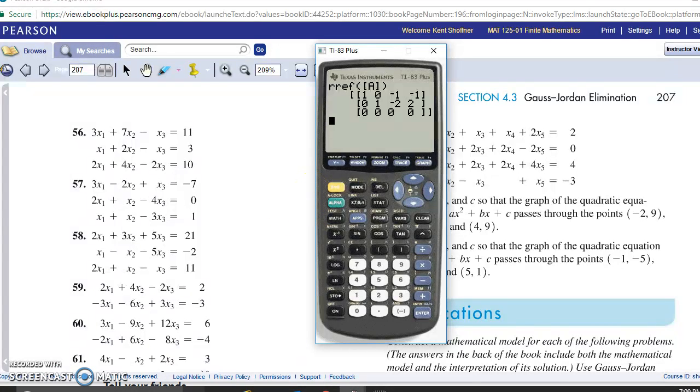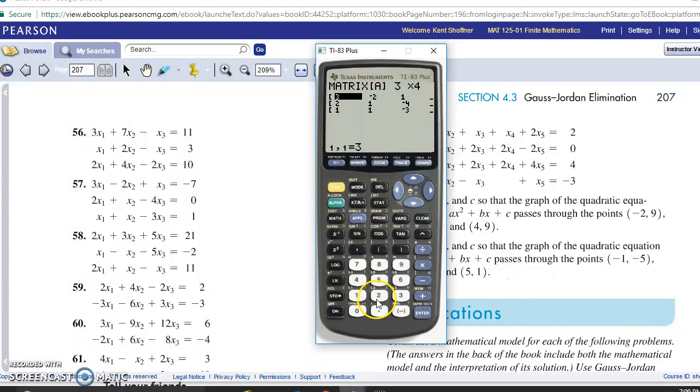So let's try a third one. Let's look at 58 now. So let's go back to 58. So 58, you have the problem there. Right here's 58. So I'm going to type all those in. So I'm going to go to second matrix. Go over to edit. Once again, 3 rows, 4 columns. So I'm going to enter them in.